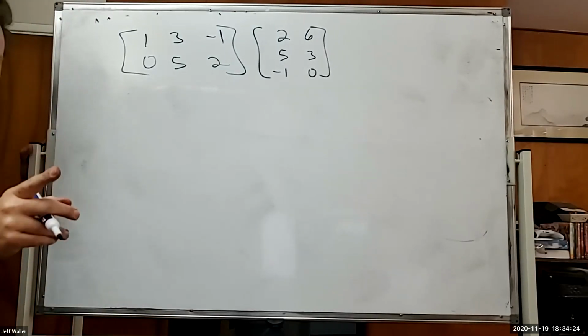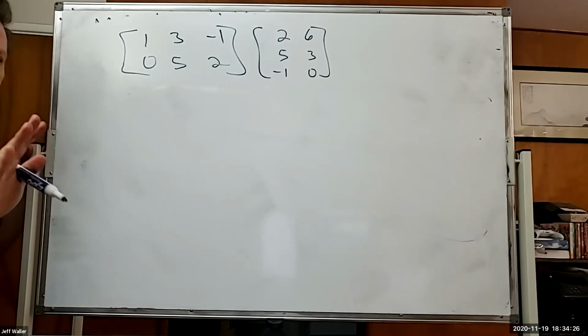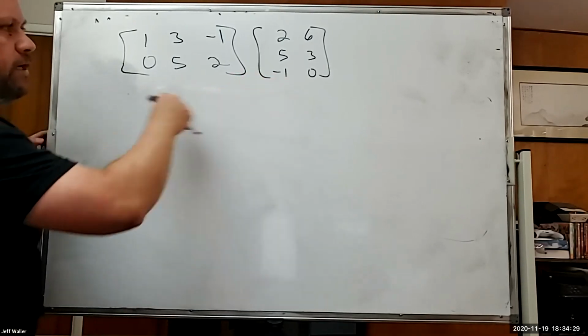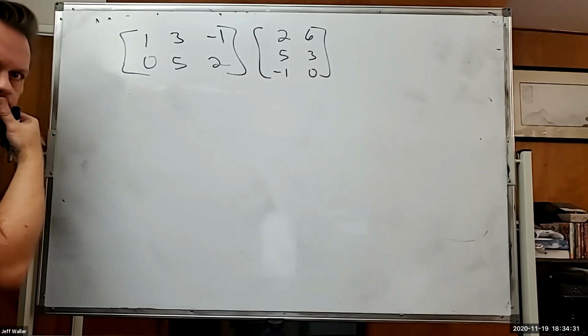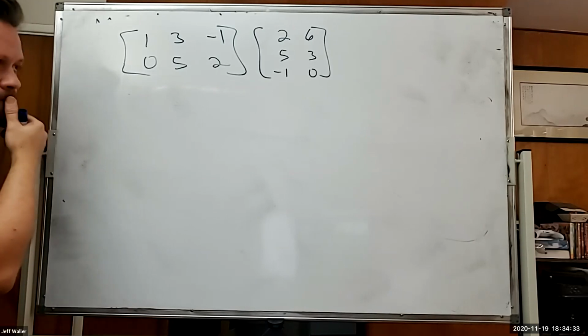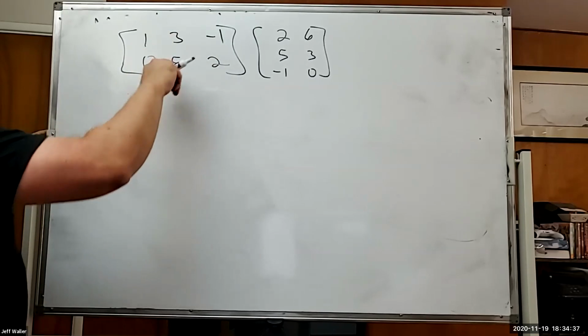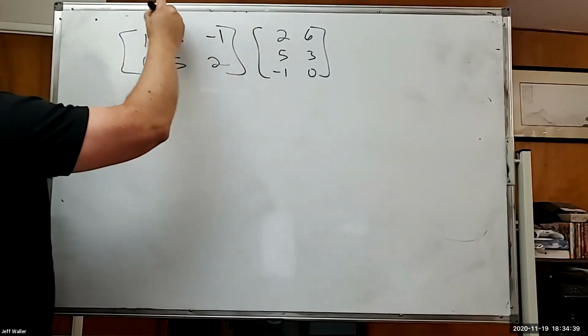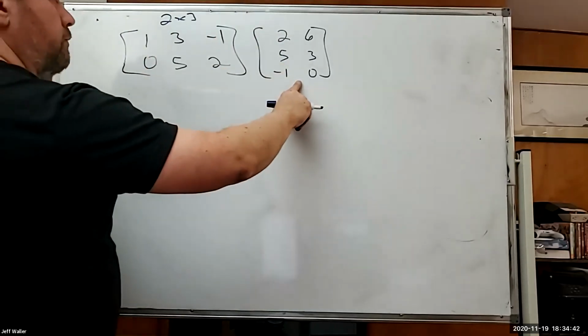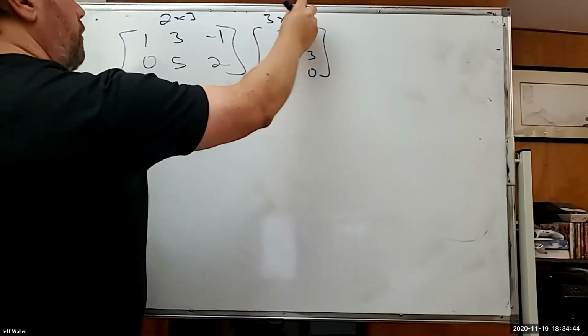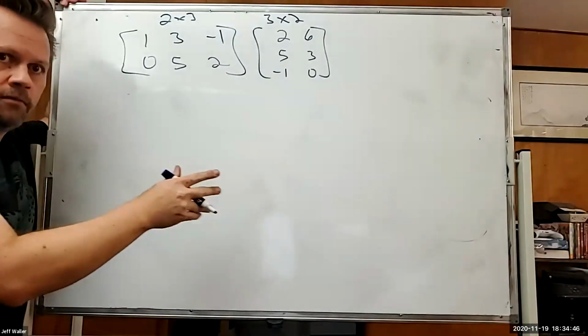Let me ask you this. Could I add these 2 matrices together? Try again. Are they the same size? How big is this guy? What are the dimensions of this one? 2 by 3. What are the dimensions of this one? 3 by 2. But I couldn't add them, right?